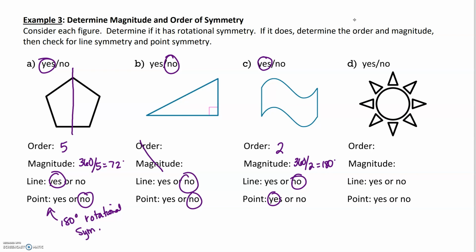And then this one, yes, that would definitely have rotational symmetry. Order is going to be 1, 2, 3, 4, 5, 6, 7, 8. 8 times that it would map, so 8 is the order. 360 divided by 8 is going to give me 45 degrees. It would have line symmetry, and it would have point symmetry because it does have a 180 match up there for rotational.